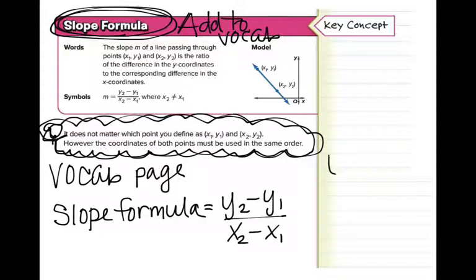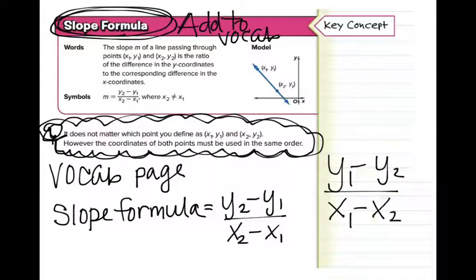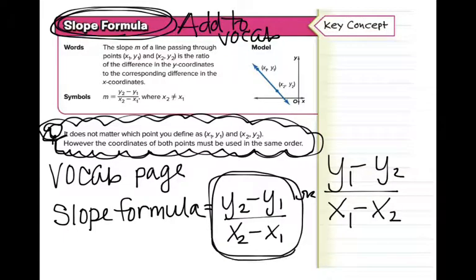It doesn't matter if you want to say y1 minus y2, that's totally fine. The only thing is, for the x's, you have to take the first x and subtract it from the second x, or subtract the second x from it. So you have to have the same order. If you start with the first y up top, you got to start with the first x on the bottom. Okay? What you will see universally used is the second y minus the first y.